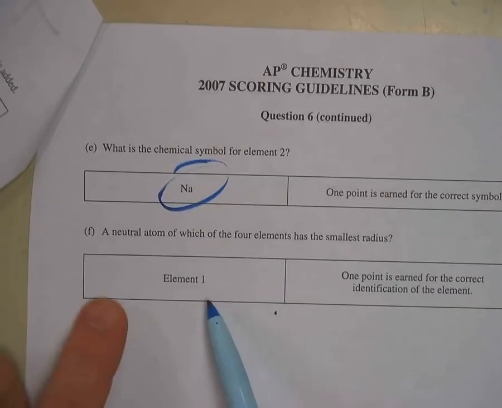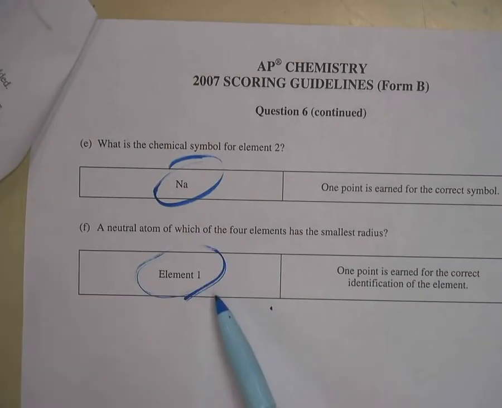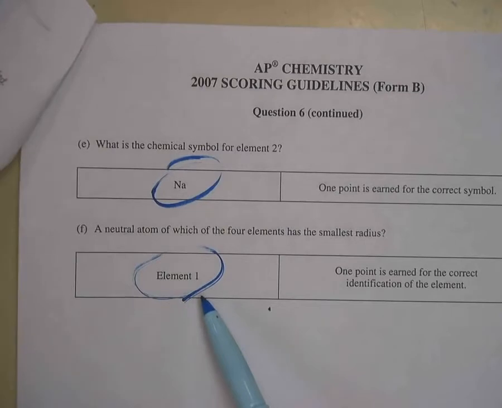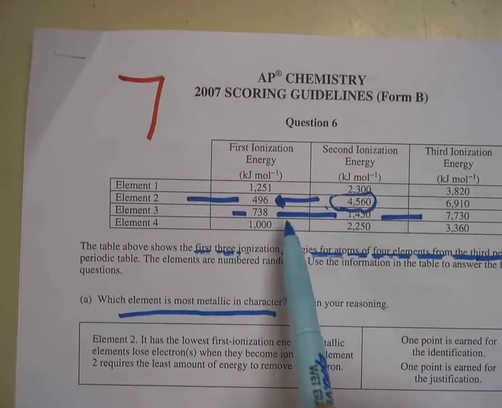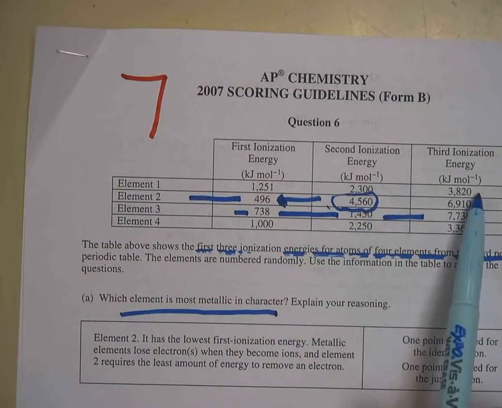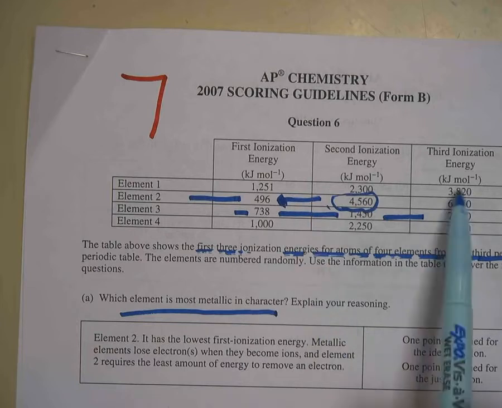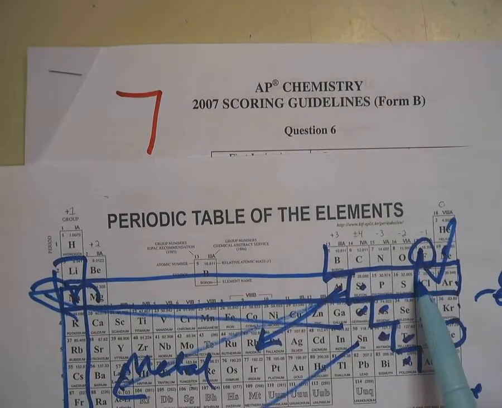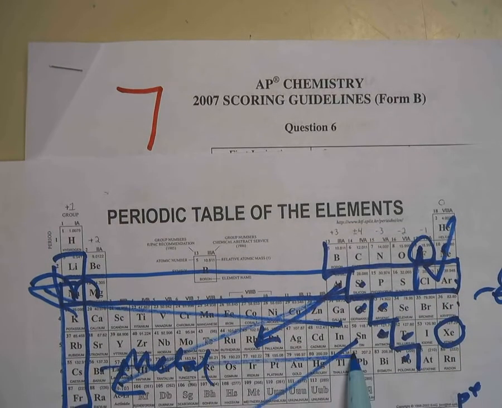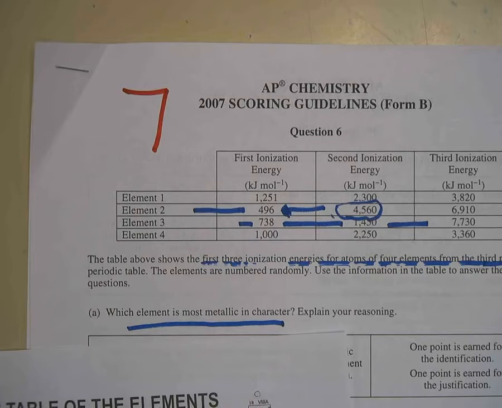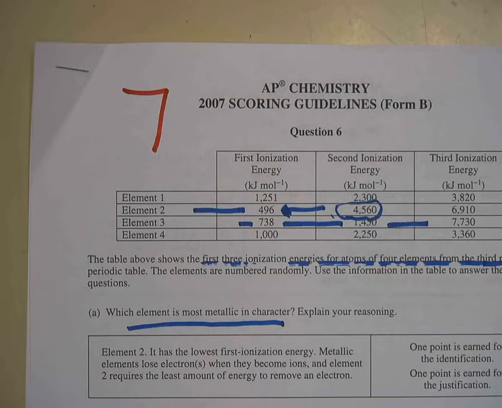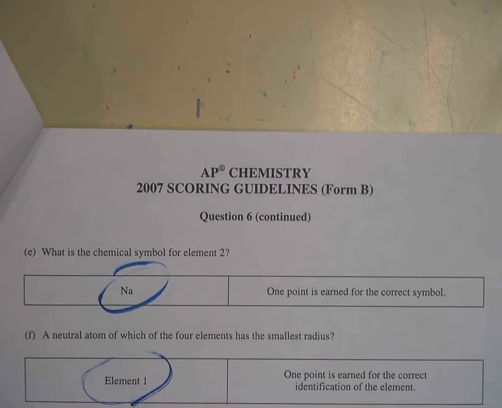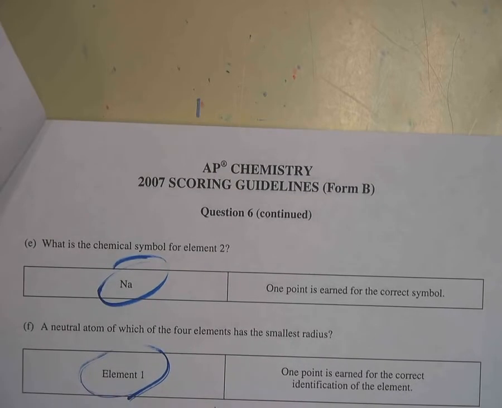And then the neutral atom of which of the 4 elements has the smallest radius? Element 1. How would I know that? Well, element 1 right here would be the furthest to the right on the periodic table because it has ionization energies that are generally the highest going along. And remember, atomic radius increases as we go to the left and as we go down. And so element 1 would have the smallest atomic radius.